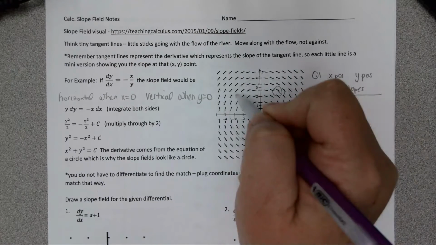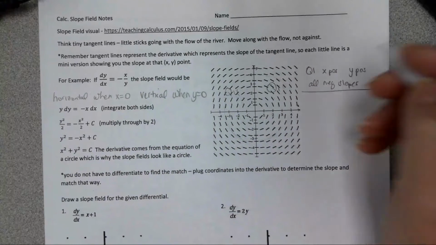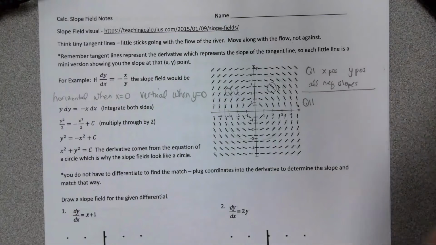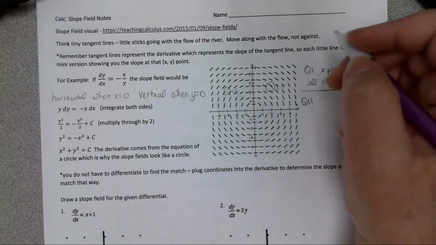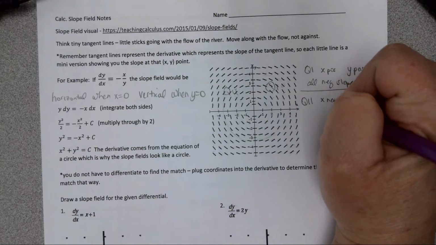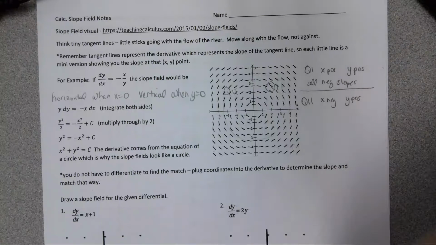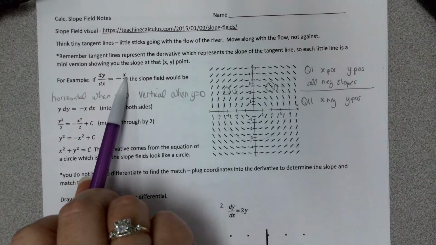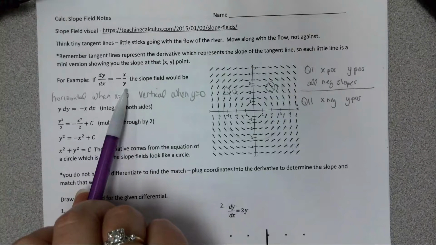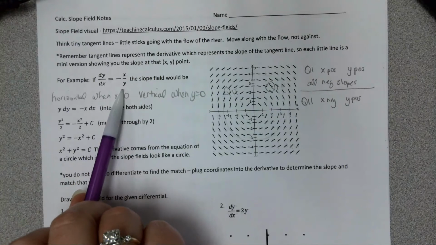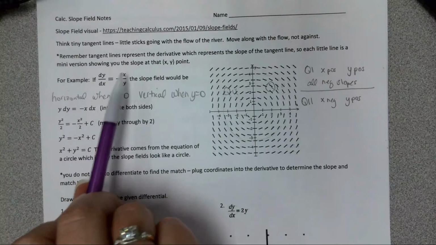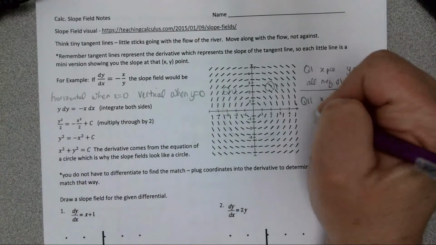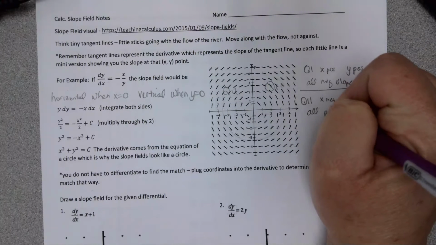Now let's look at quadrant 2. Here's quadrant 2 over here. In quadrant 2, your x's are negative, your y's are positive. X negative, y positive. All right, well, if you put in a negative at the top and a positive at the bottom, we have a negative negative over a positive. Well, a negative negative is a positive over a positive, so you're going to have all positive slopes.